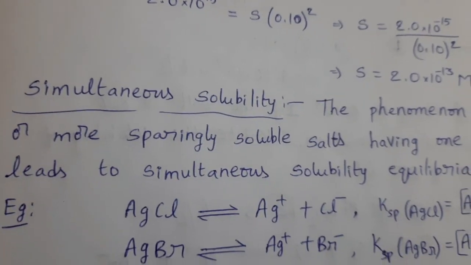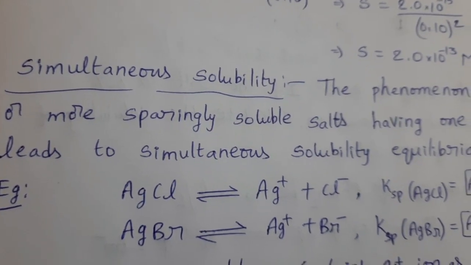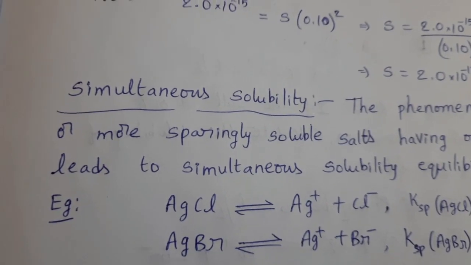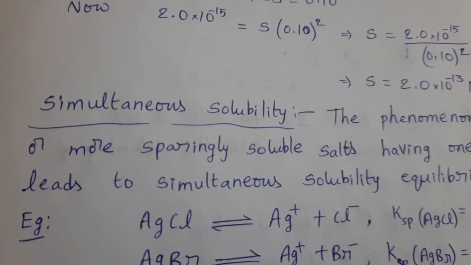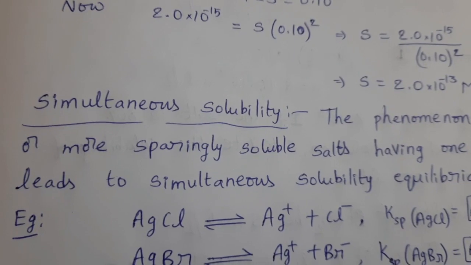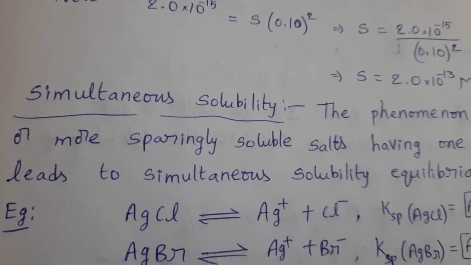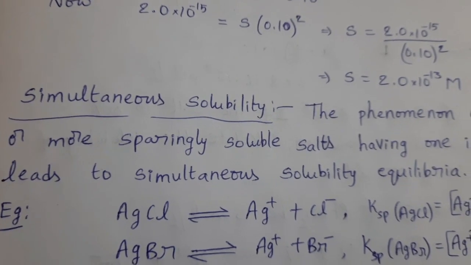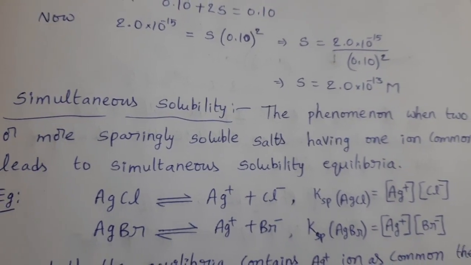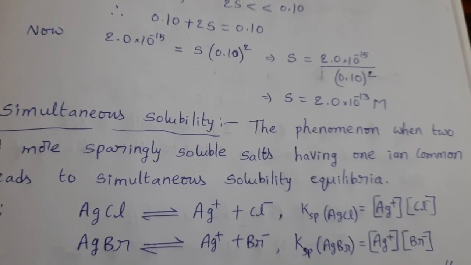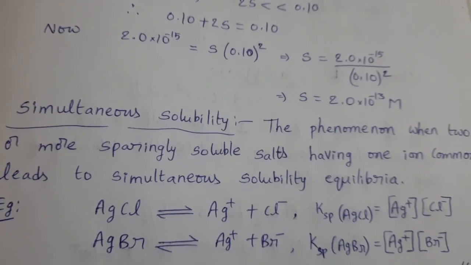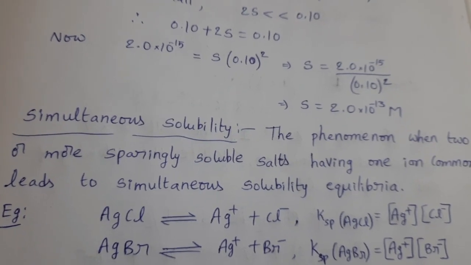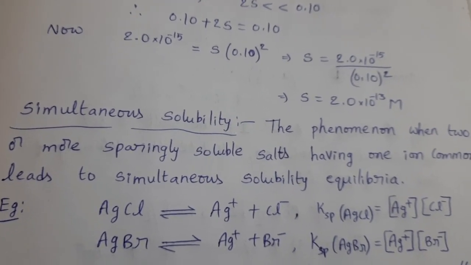Simultaneous solubility. In the previous class we completed the common ion effect on the solubility of ionic salts, in the case of neutral salts and also sparingly soluble salts, where we can observe the common ion effect. Similarly, see this new term, simultaneous solubility: the phenomenon when two or more sparingly soluble salts having one ion in common leads to simultaneous solubility equilibria.